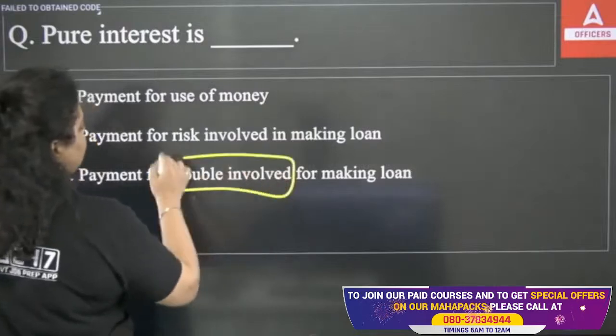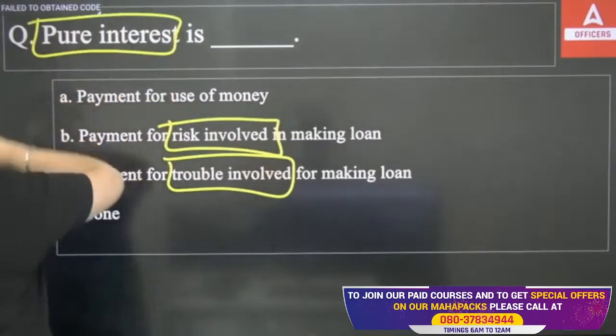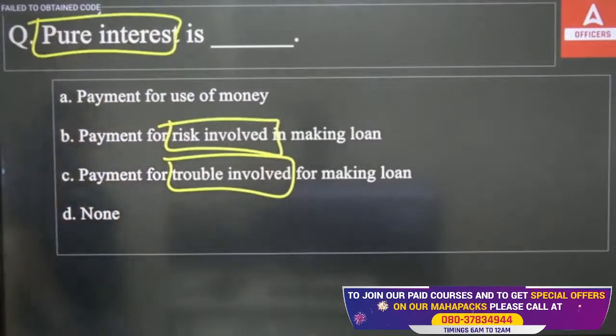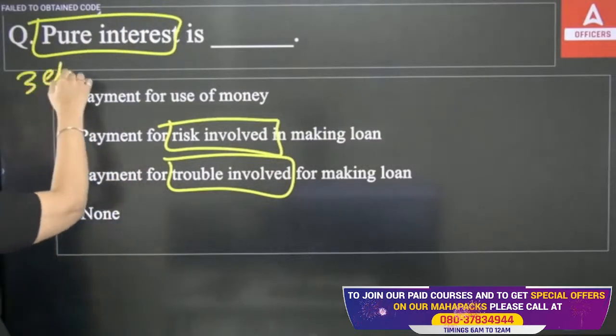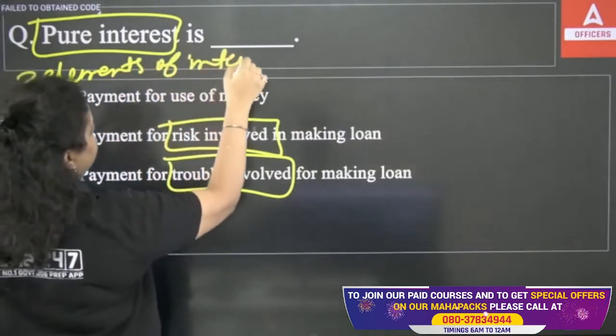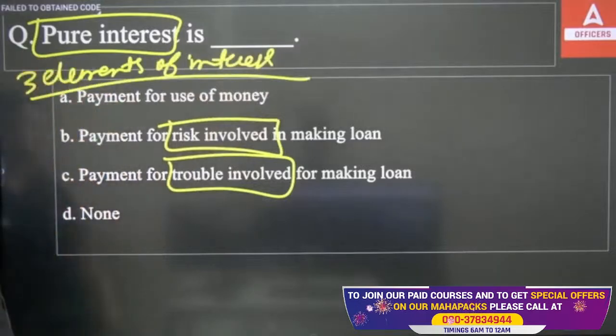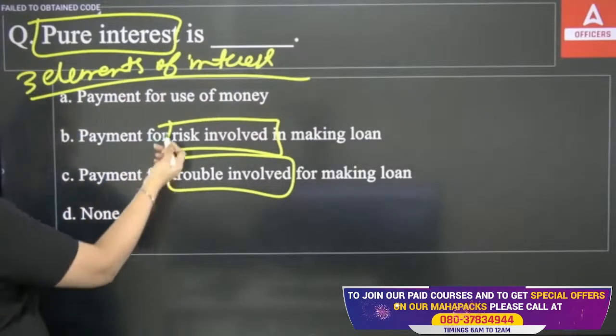So trouble involved is one part, risk involved is another part, and the third, pure interest, is the other part. So I have told you now there are 3 elements of interest according to which you will decide what rate of interest should be there. So 1, 2, 3 elements are there. So these cannot be the definition of pure interest.